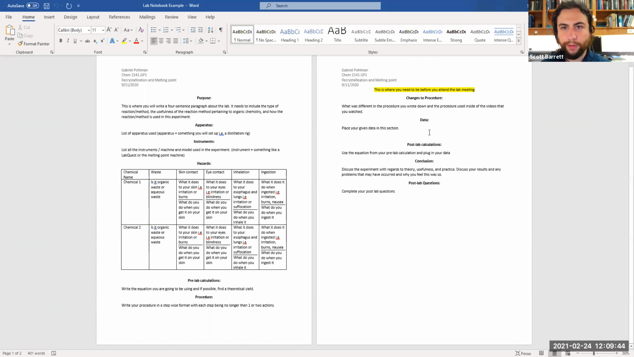The data, y'all are given it, so make sure that you just put it in there correctly. Always double check your work before you turn it in. Post-lab calculations, y'all did awesome. And I wanted to address also that some students did get a very low percentage yield with regards to their data, and it was because the amount of pure sample that came out was somewhere near or below 10%.